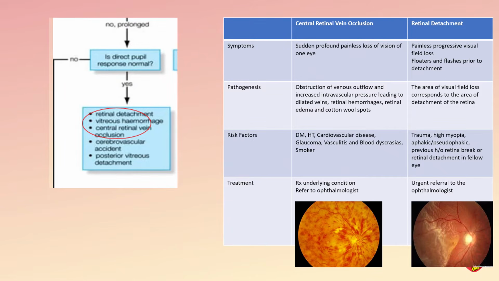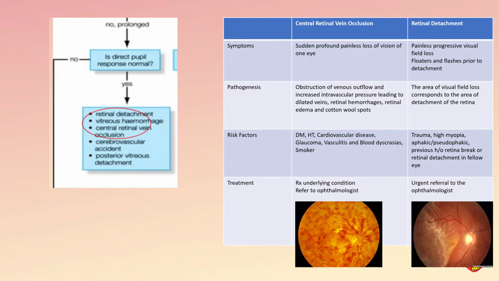Next, we will move on to two other more serious conditions that cause painless loss of vision. Both these conditions cause sudden onset of vision loss that runs a prolonged course. Central retinal vein occlusion, also known as CRVO, is when the central retinal vein becomes occluded, usually through thrombosis.